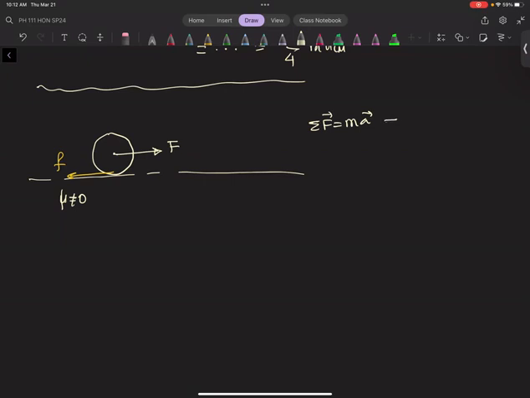What are the forces acting? Force minus friction equals ma, yes or no? These are the two forces, yes? Equation 1. Equation 2. Sigma of torques equals I alpha. What do we have here? Which force is producing a torque?